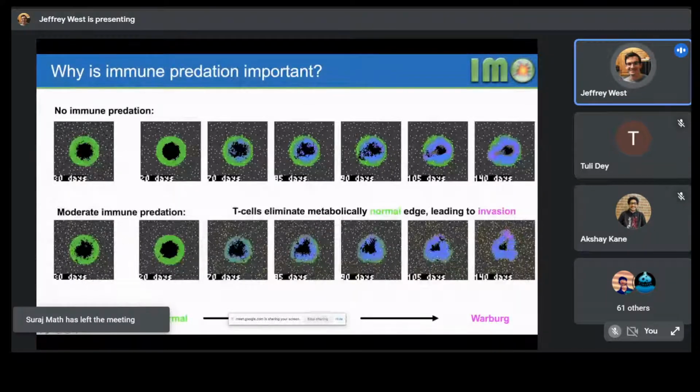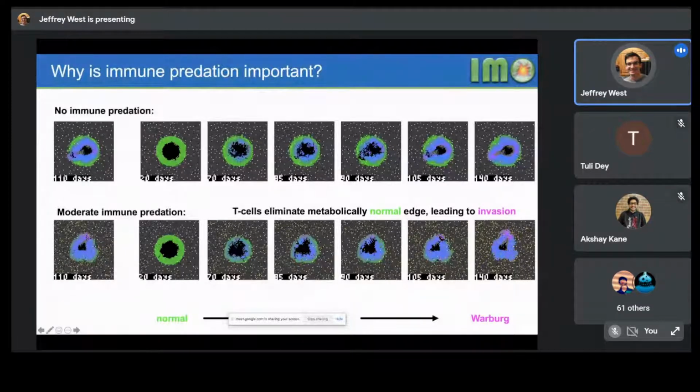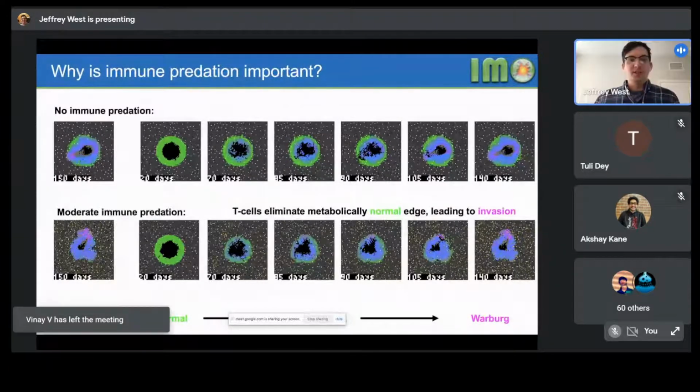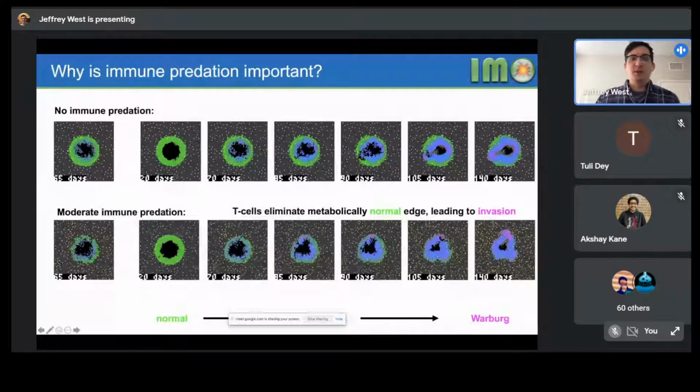So here's what happens when we add T cells to the simulation. And here's where we get back to our chess metaphor. We can see that in the no immune predation case, we have this nice green rim of essentially metabolically normal, not aggressive cells that trap that factory of evolution in the center. But when we add T cells, the T cells come from the outside and they target those green cells first, eating away at the tumor.